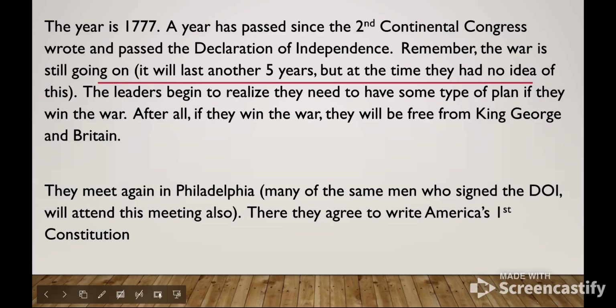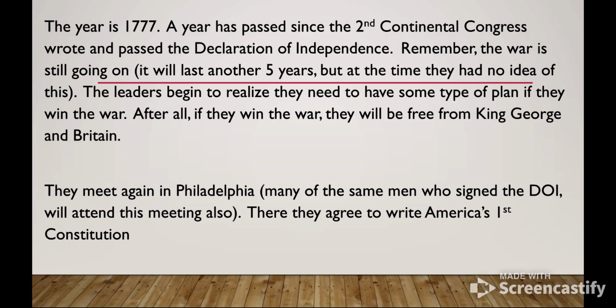Today we're going to look at the Articles of Confederation. We're picking up after the Declaration of Independence, which was 1776. So it reads the year 1777. Years passed since the Second Continental Congress wrote and passed the Declaration. The Revolutionary War is still going on. It will last another 5 years, but at the time, they have no idea how long it's going to go on.